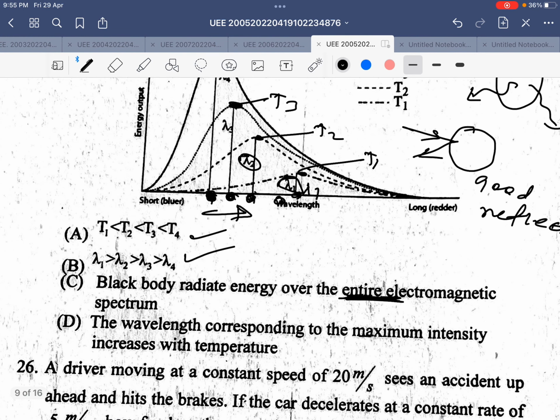D: the wavelength corresponding to the maximum intensity increases with temperature.